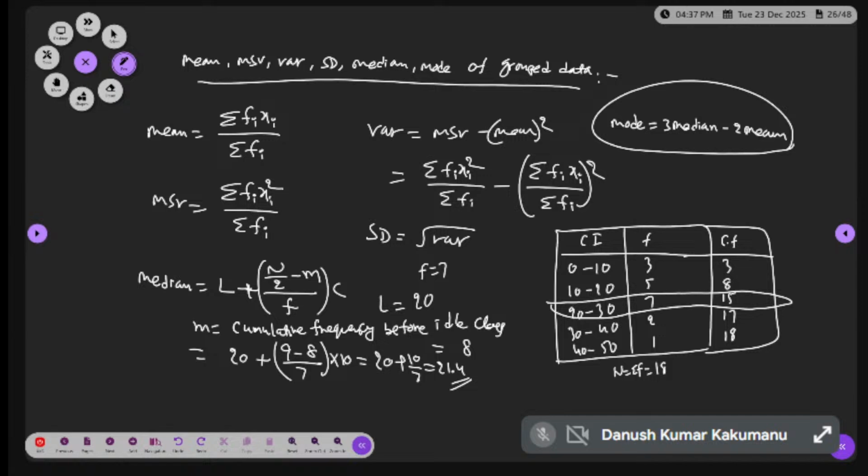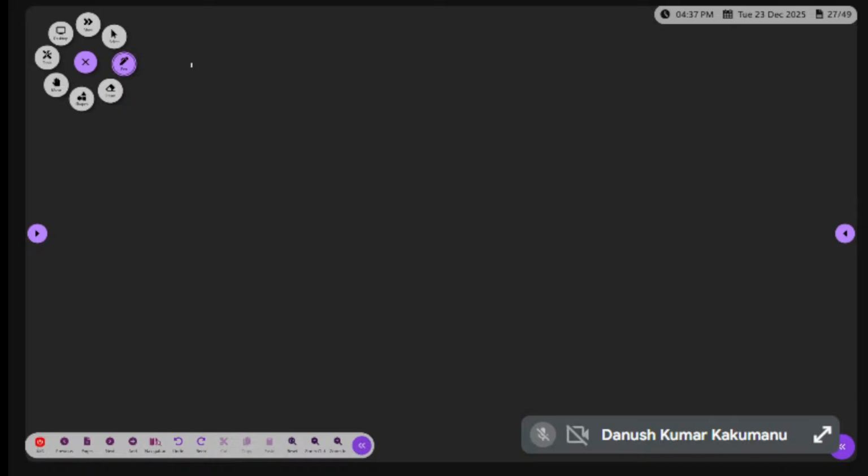Variance is equal to mean of squared values minus mean whole squared. Standard deviation is the square root of variance. What is the mode formula? Mode is equal to L plus delta 1 divided by delta 1 plus delta 2, into C. What is delta 1? F minus F1. Delta 2, F minus F2.